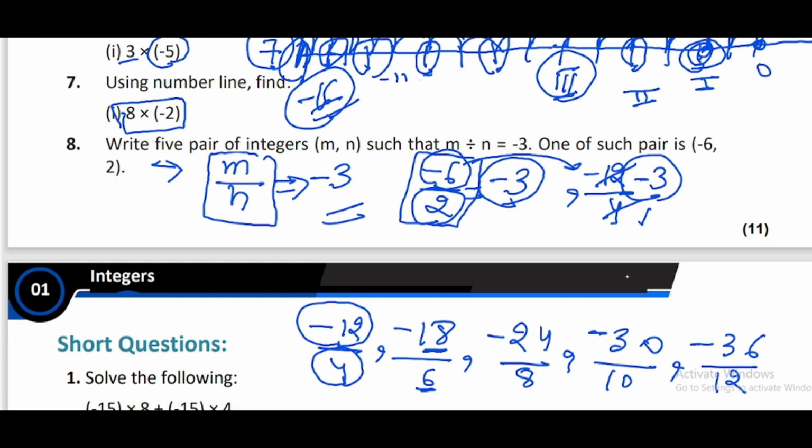Then same as minus 6 and 2, both numerator and denominator multiplied with 5, that gives minus 6 multiplied with 5, that is minus 30, and 2 multiplied with 5, that is 10. It is also minus 3. Then same as both minus 6 and 2 multiplied with 6, let's see, minus 6 into 6, that is minus 36, and 2 sixes are 12. Then minus 36 divided by 12 is also minus 3.